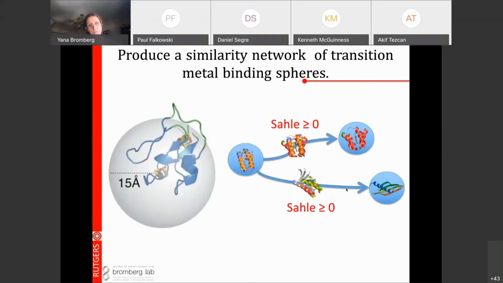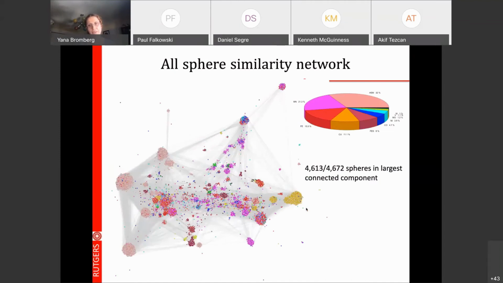So if we took that as a reference, we could potentially align all the spheres that we had in our set. We had some 4,600 spheres. They were chosen to be very precise. They were not 100% sequence identical. They came from different structures and so on and so forth. And in the end, we were able to generate a network that connected protein spheres to other protein spheres with a Sahle cutoff of at or below 0. And what we found is that that network looked like this. Now, at various iterations of this talk, you've seen this network look slightly different.